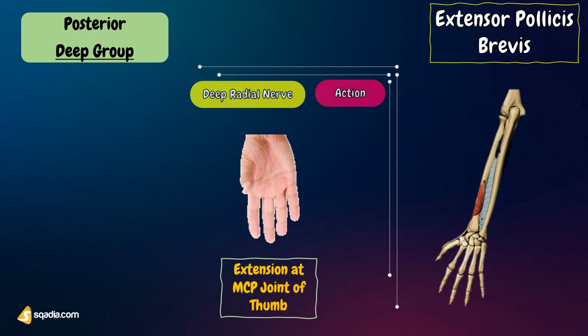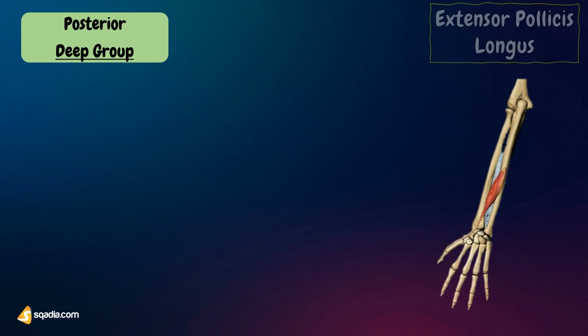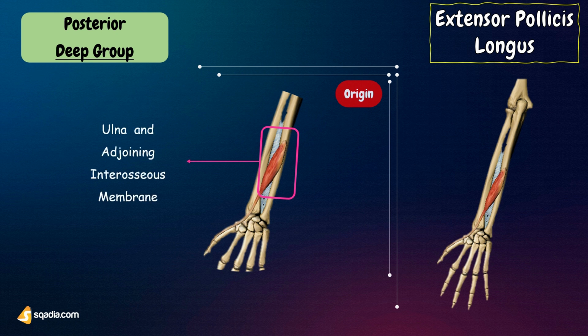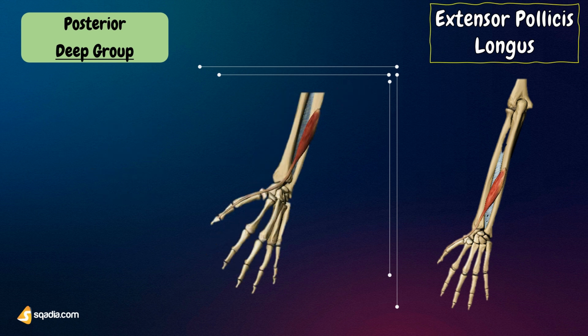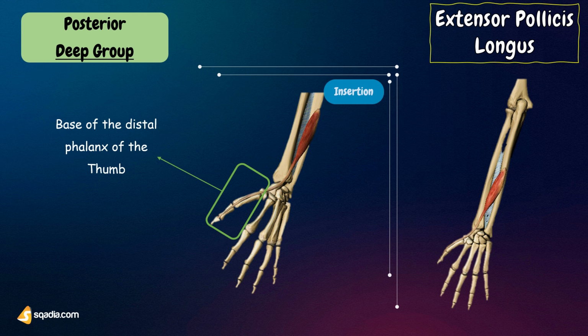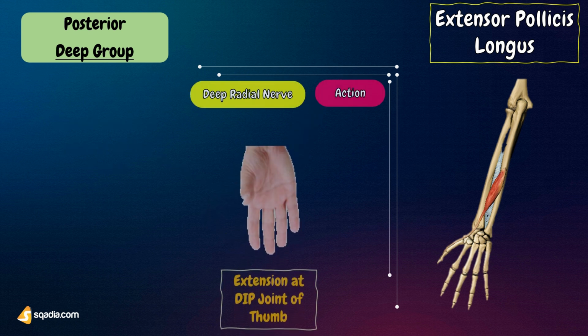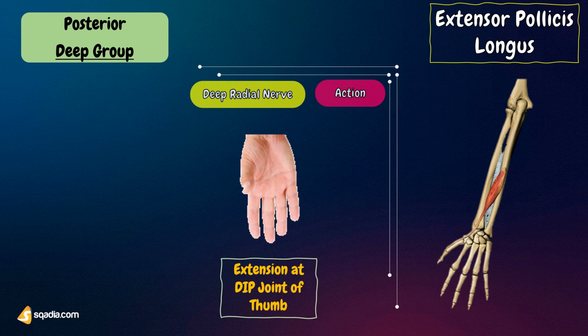The fourth deep muscle of the posterior compartment of the forearm is the extensor pollicis longus. It originates from the ulna and adjoining interosseous membrane. The tendon of this muscle passes beneath the extensor retinaculum and uses the medial side of the dorsal tubercle of the radius as the pulley. It is inserted into the posterior surface of the base of the distal phalanx of the thumb. This muscle extends the distal phalanx of the thumb and is innervated by the deep branch of the radial nerve.